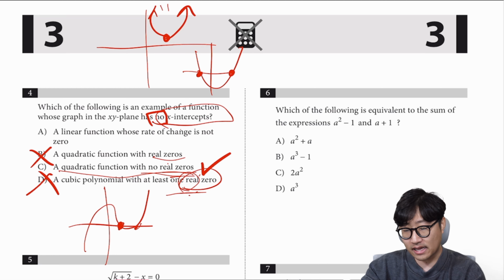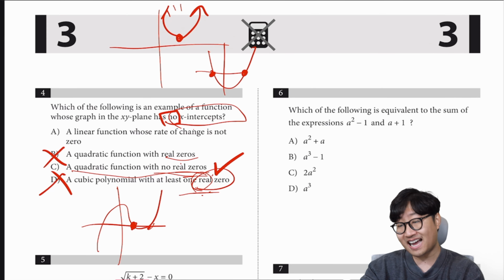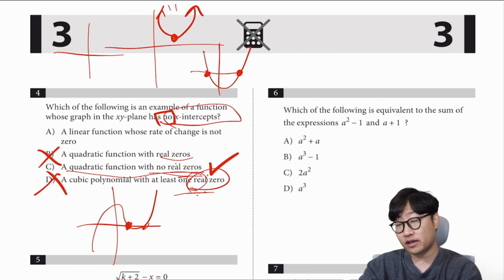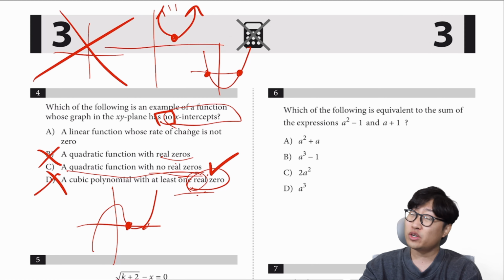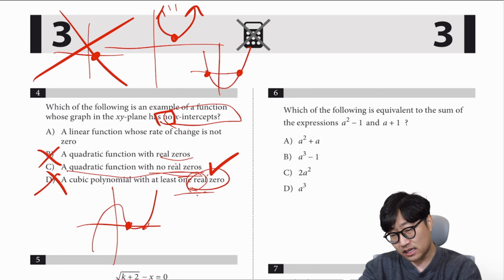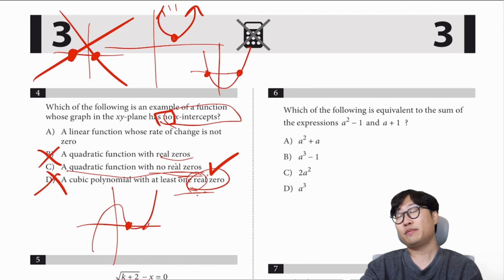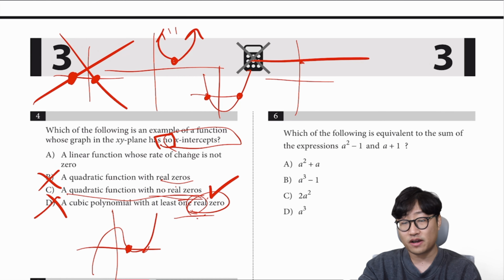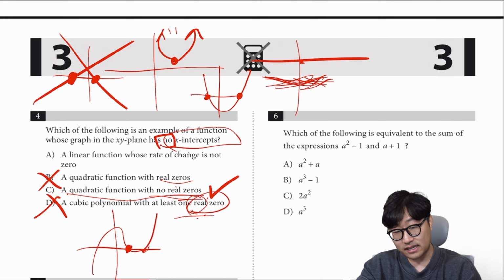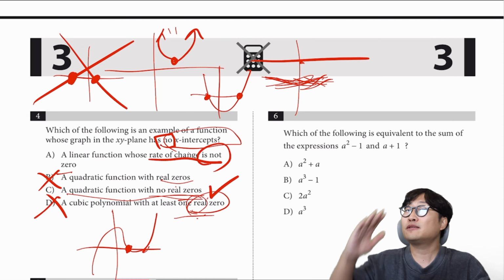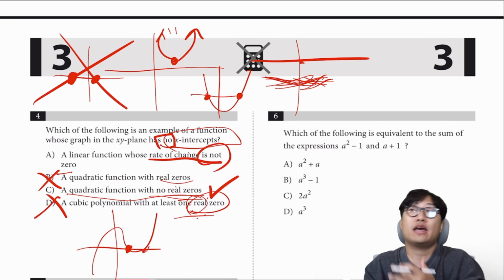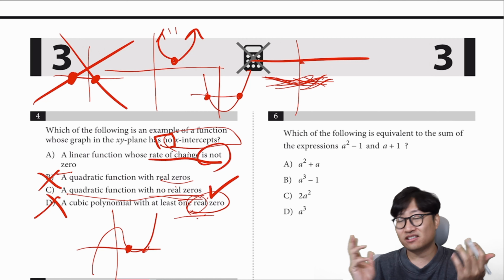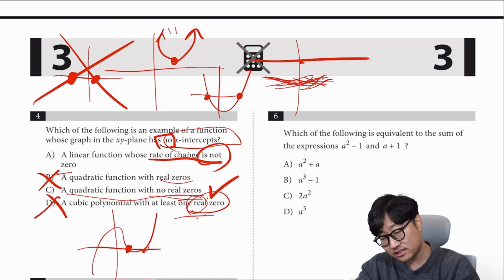And A, a linear function whose rate of change is not 0, aka there's some slope. It could be positive or it could be negative. Whichever one it is, it's going to go through the x-axis either way. I mean, if the slope was 0, so it's like a straight line like this, okay, fine. It probably won't cross anywhere here on the x-axis. But because it says the rate of change, aka the slope, is not 0, it has to be tilted whichever way, and it will go through the x-axis at some point. So that will have an x-intercept, so that's a no-no.